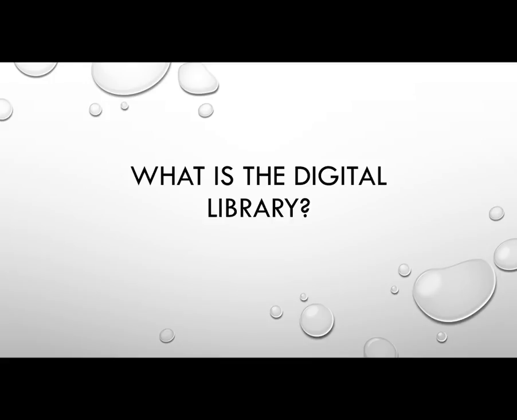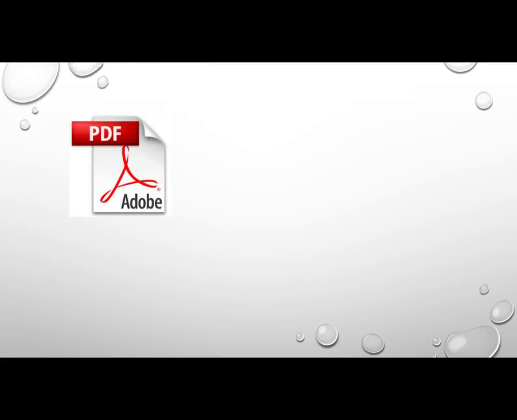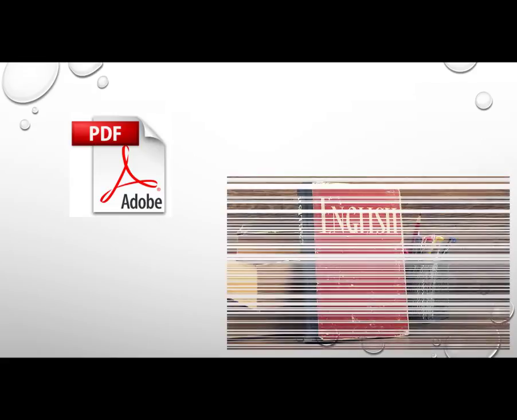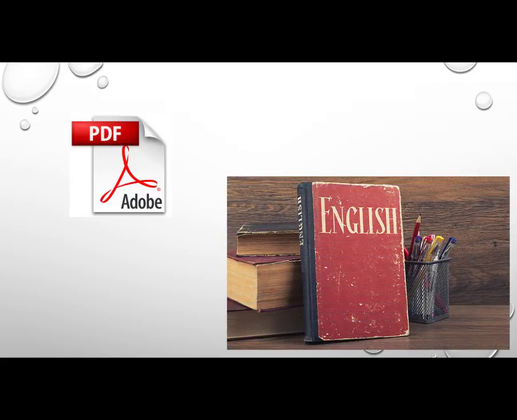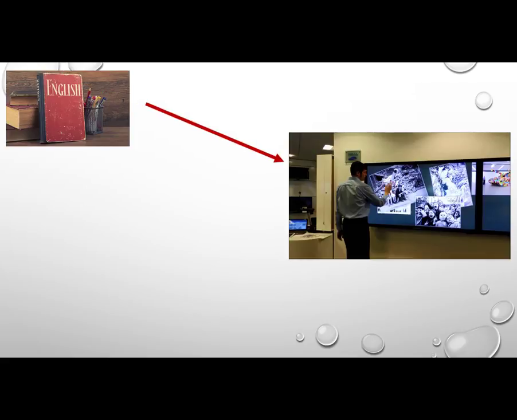So what is the digital library? Well, basically it is PDF electronic copies of textbooks that we already have on the shelves. What we can do with these PDF copies is we can either display them in class and show them to our students on the IWB.